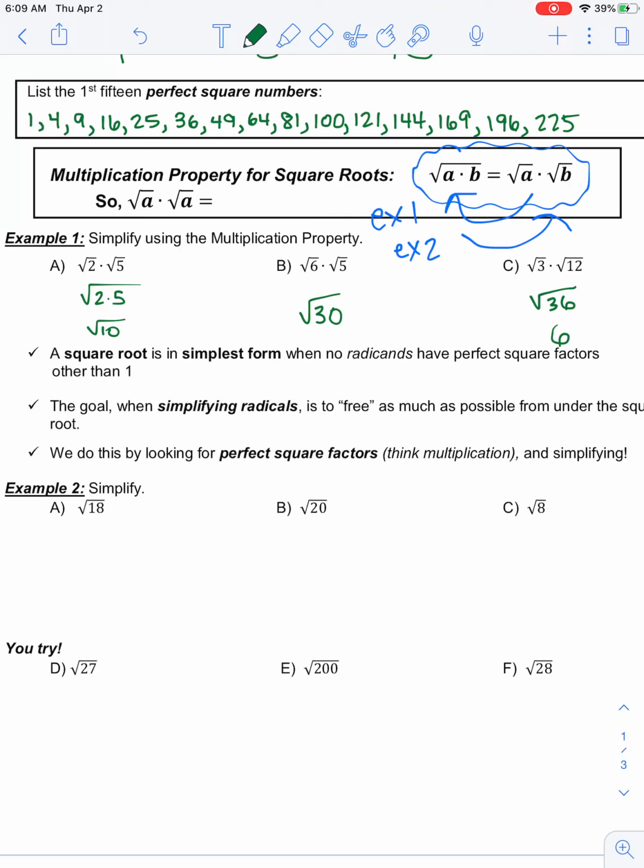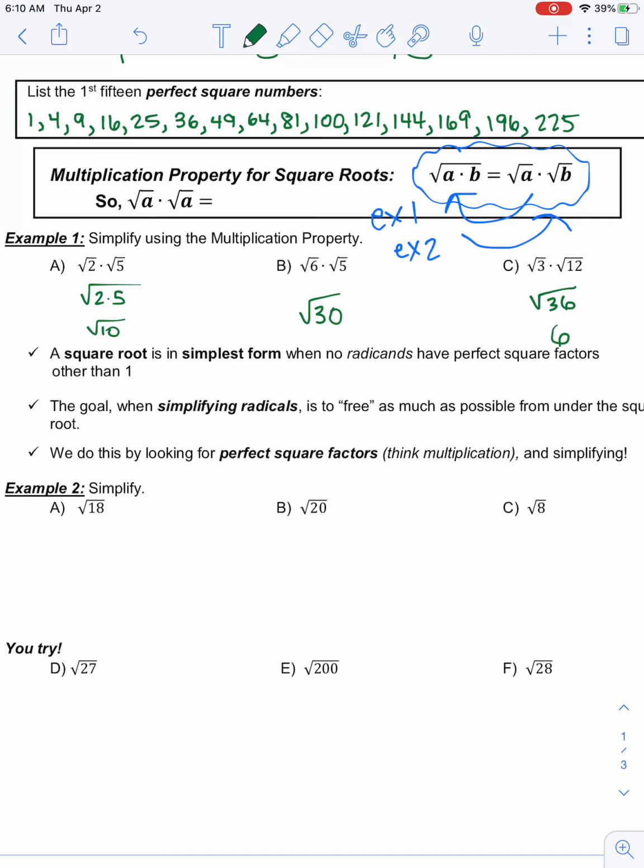So sometimes it can be simplified even if that number is not a perfect square. But if the number underneath the radical can divide by a perfect square number, you can also simplify. So in example 2, with root 18, 18 is not on our list above, but 9 is, and 9 is a factor of 18.